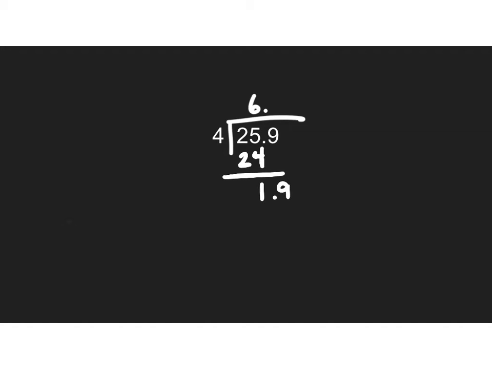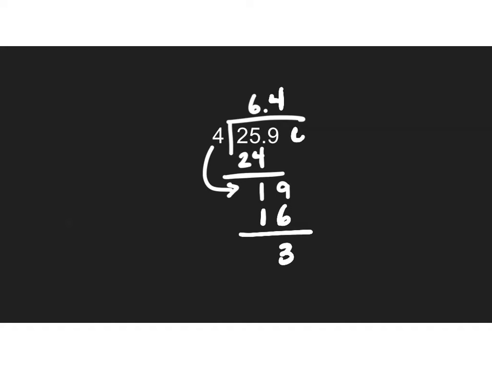I'm going to bring down that 9. Now I can think about 4 goes into 19. I'm just going to go ahead and take this decimal away. How many times does 4 go into 19? Remember, I've got this decimal in my quotient. 4 goes into 19 not 5 times, because 5 times 4 is 20, so it must be 4. 4 times 4 is 16.